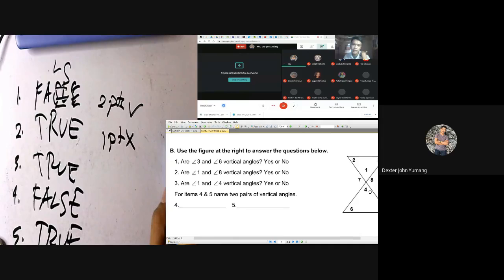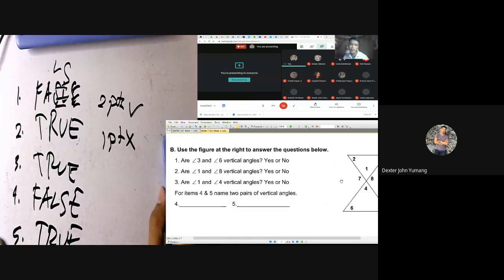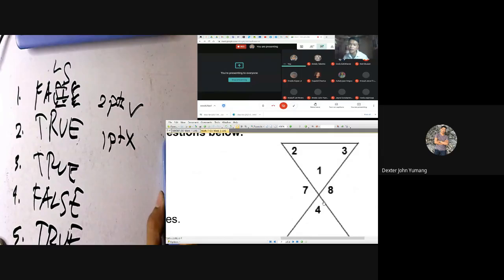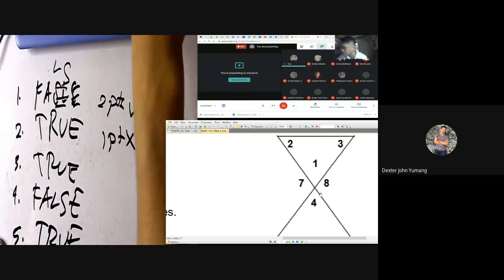Next, for items 4 and 5, two pairs of vertical angles. I would like you to identify, for numbers 4 and 5, the pairs of vertical angles that can be found in this given. Okay, your time starts now then. Type done if you're done.